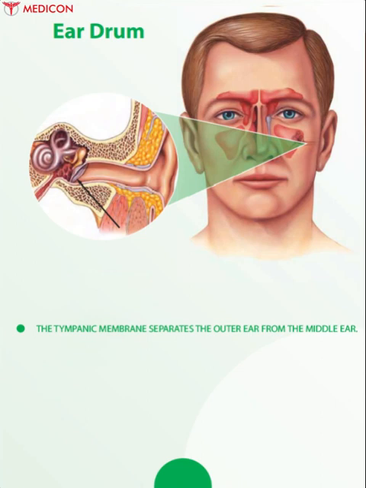Eardrum. Eardrum is also known as tympanic membrane. This tympanic membrane separates the outer ear from the middle ear. This membrane vibrates when sound waves strike it, and begins the process that converts the sound wave into a nerve impulse that travels to the brain.